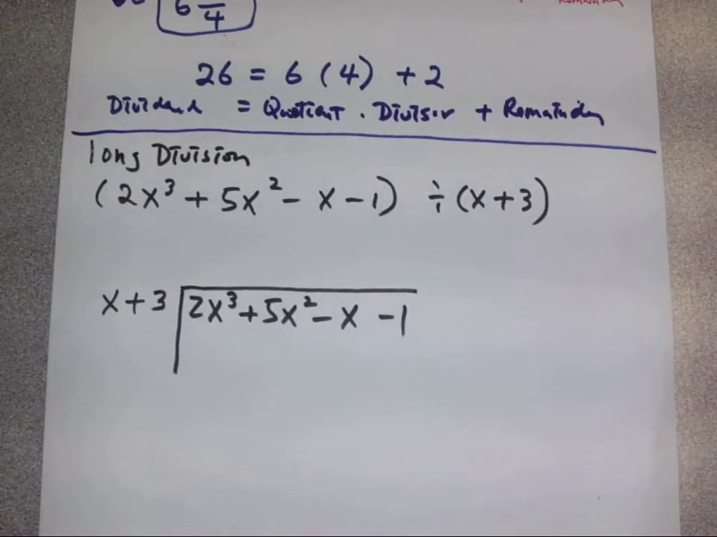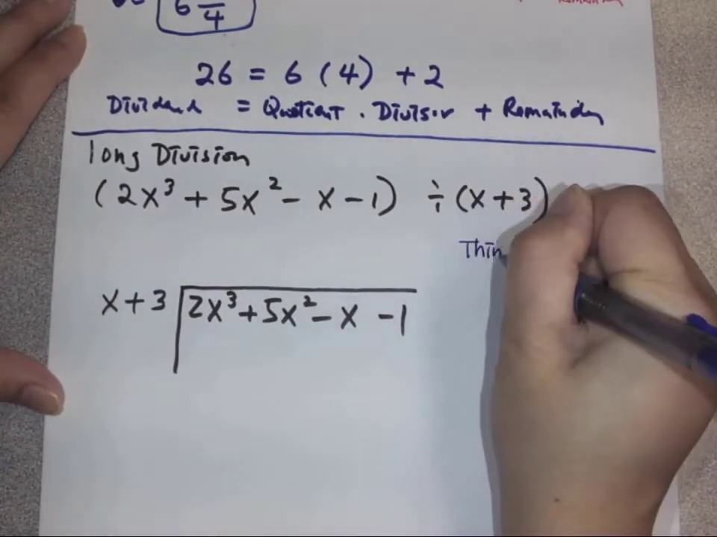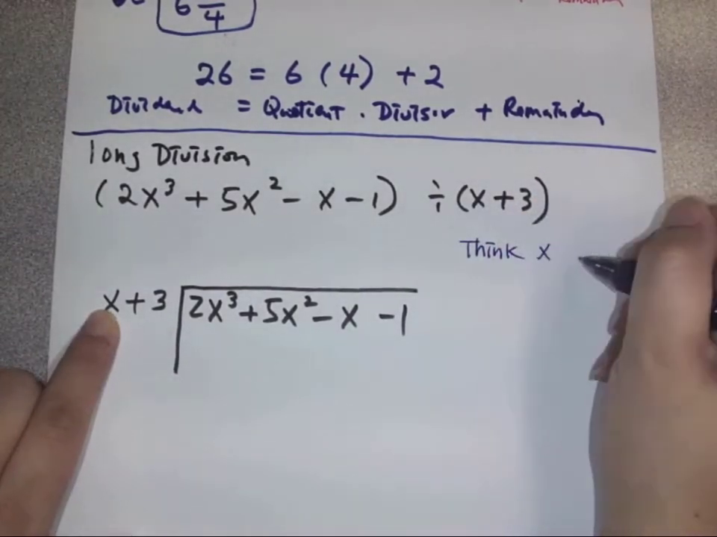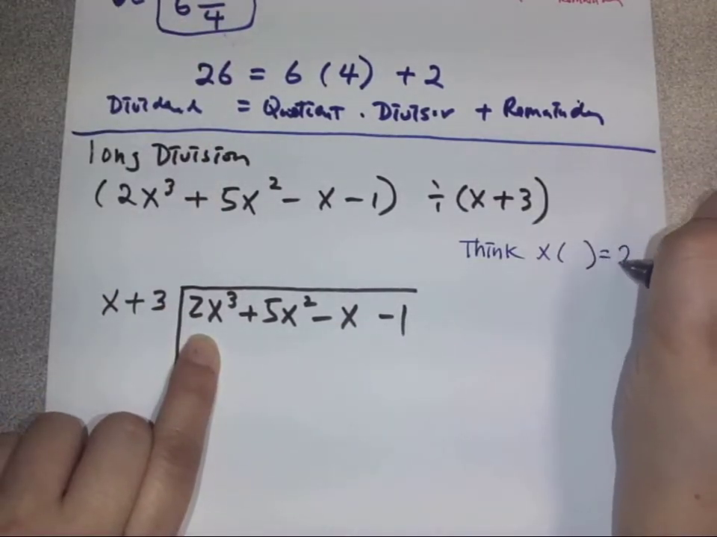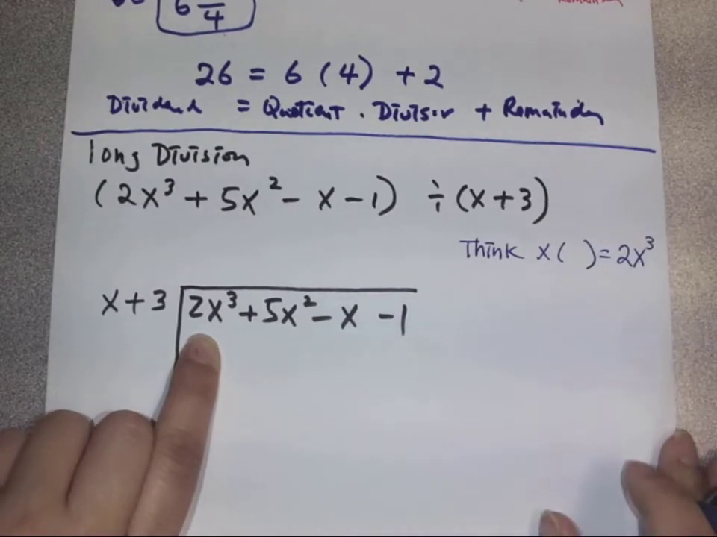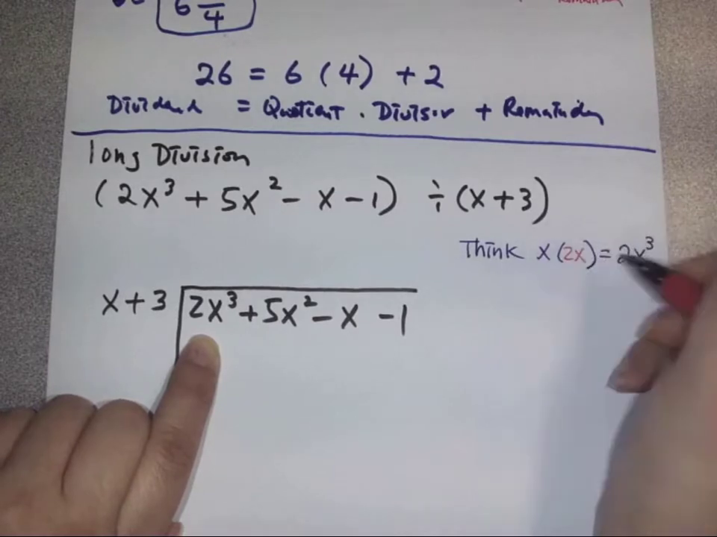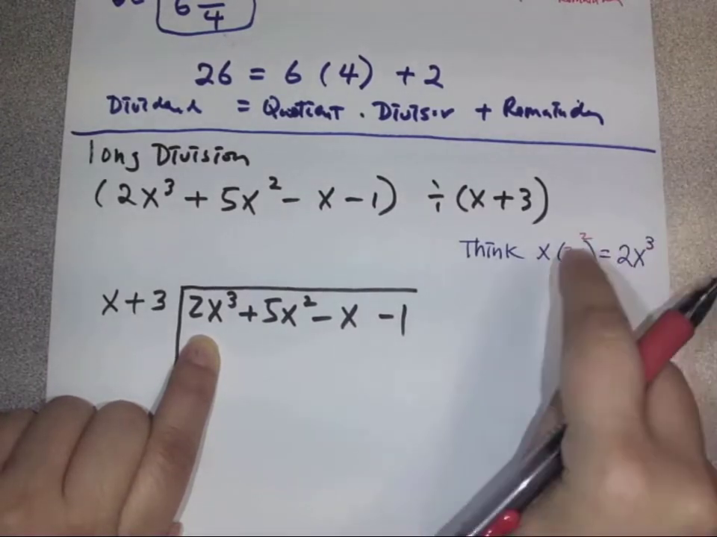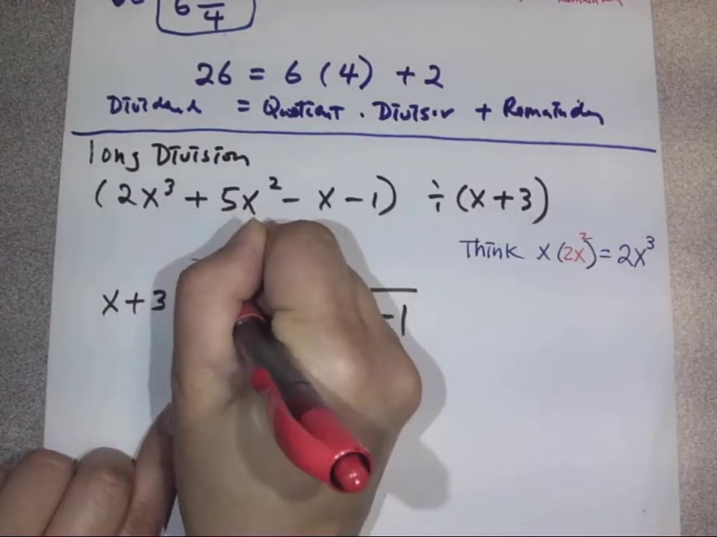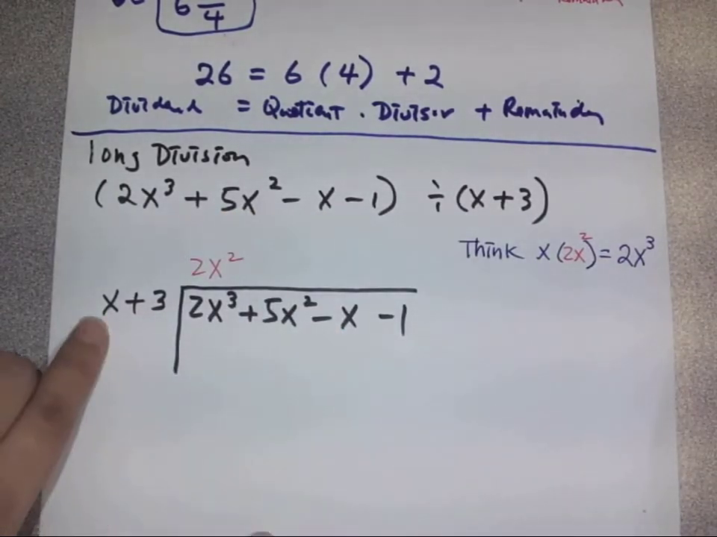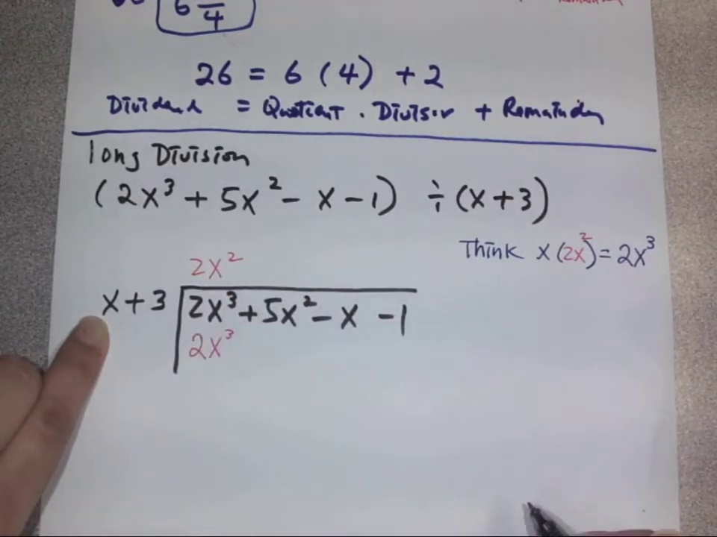So we are thinking that the x needs to multiply something on top to get to this term, 2x cubed. What would that be? 2x squared. So 1 and 2 more is 3, right? So this goes here, 2x squared. Are we okay? So these two multiplied together give me 2x cubed, correct?